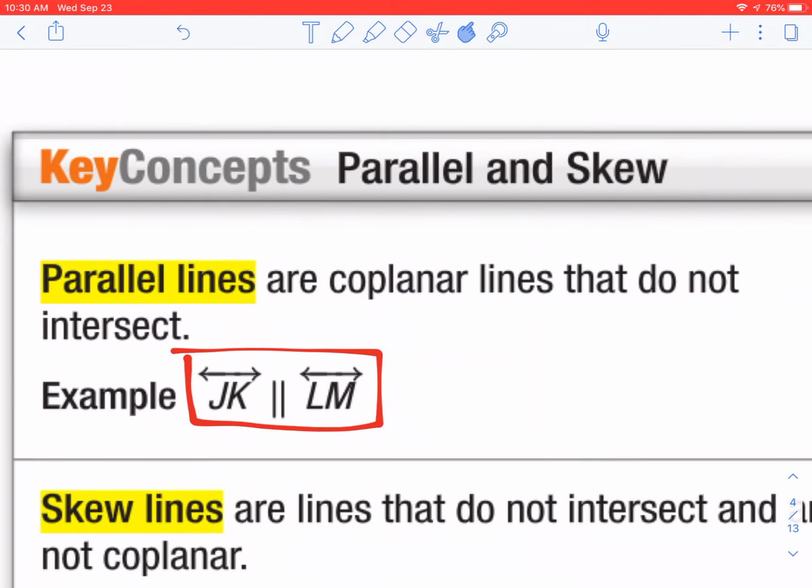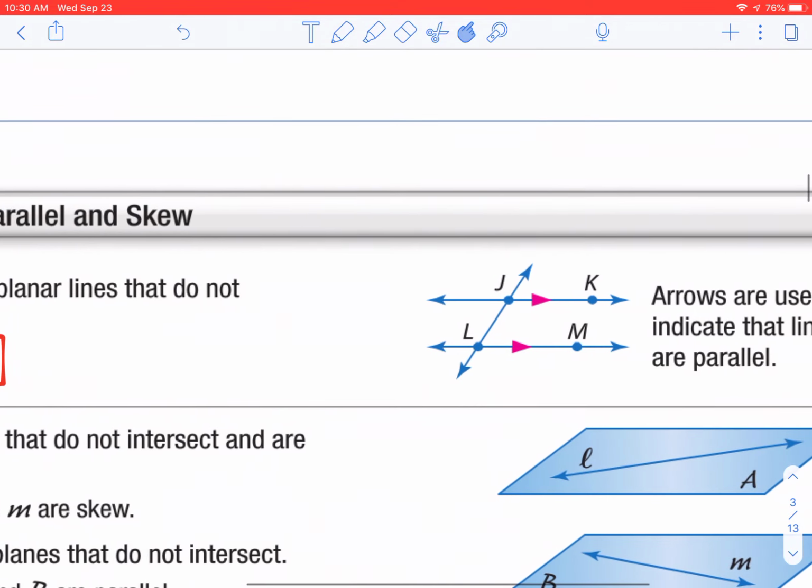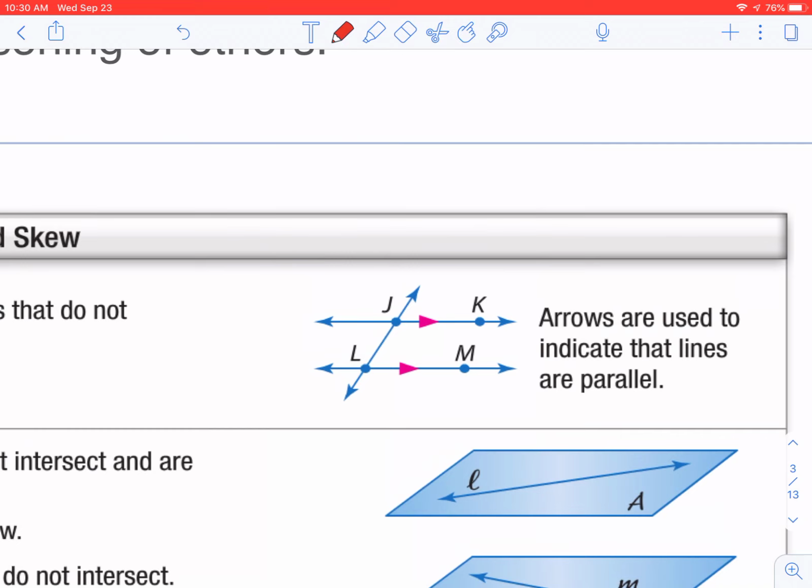Okay, parallel lines are coplanar lines that do not intersect. So some examples would be railroad tracks, curbs on a street, lines on a sidewalk. These arrows right here tell us in the picture that those lines are parallel. If they don't have those arrows, we cannot say that it's parallel.